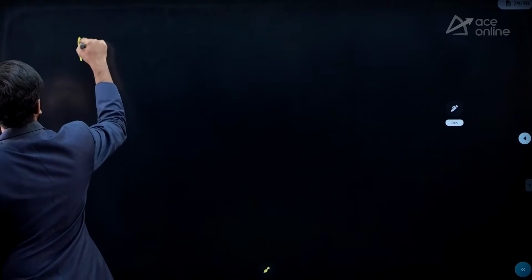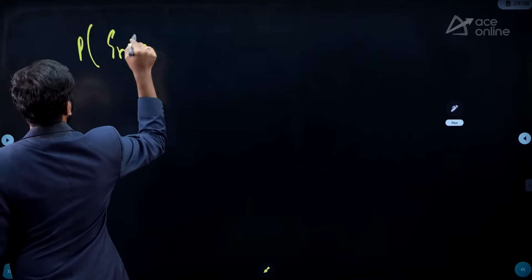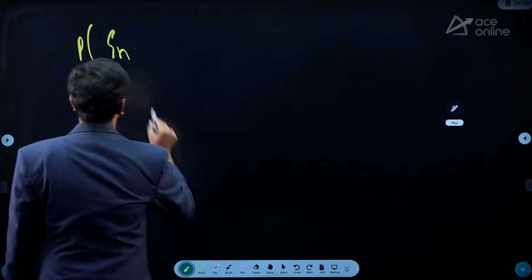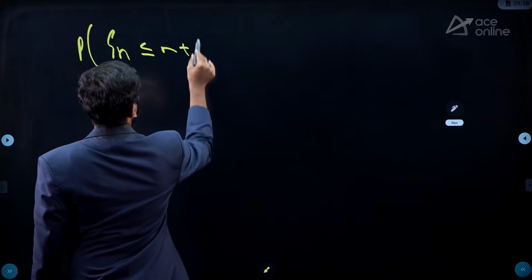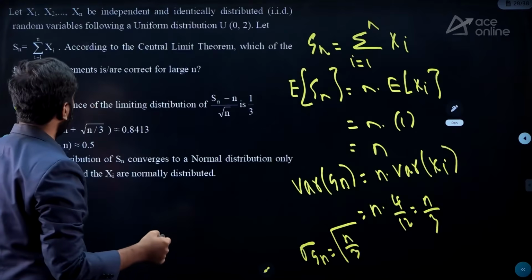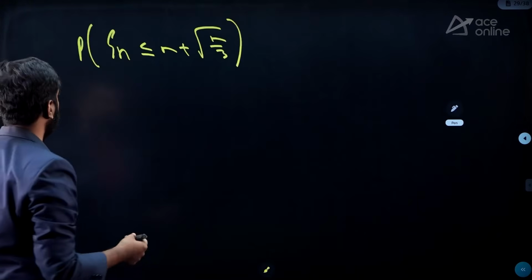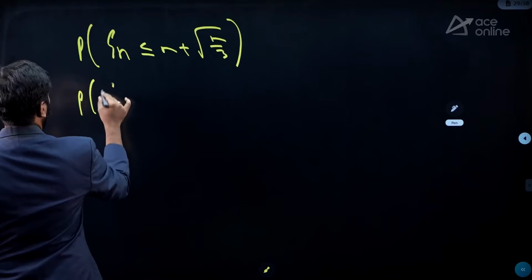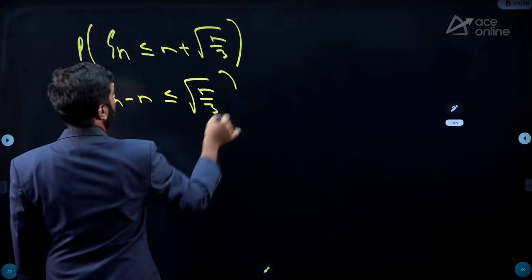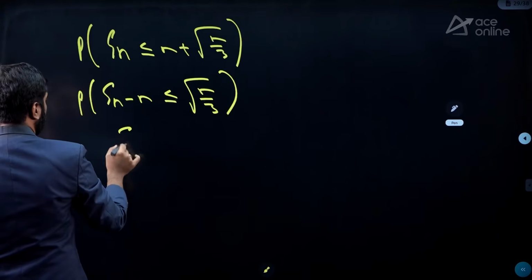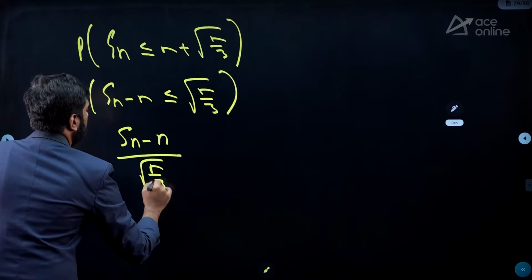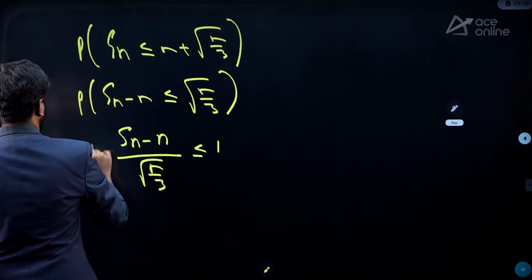In option B, they are asking you what's the probability of Sn less than or equal to n plus root of n by 3, and this probability is given as 0.8413. We have to verify this. So the probability of Sn minus n is less than or equal to root of n by 3. If this root of n by 3 is taken to the denominator, it is Sn minus n by root of n by 3 is less than or equal to 1.